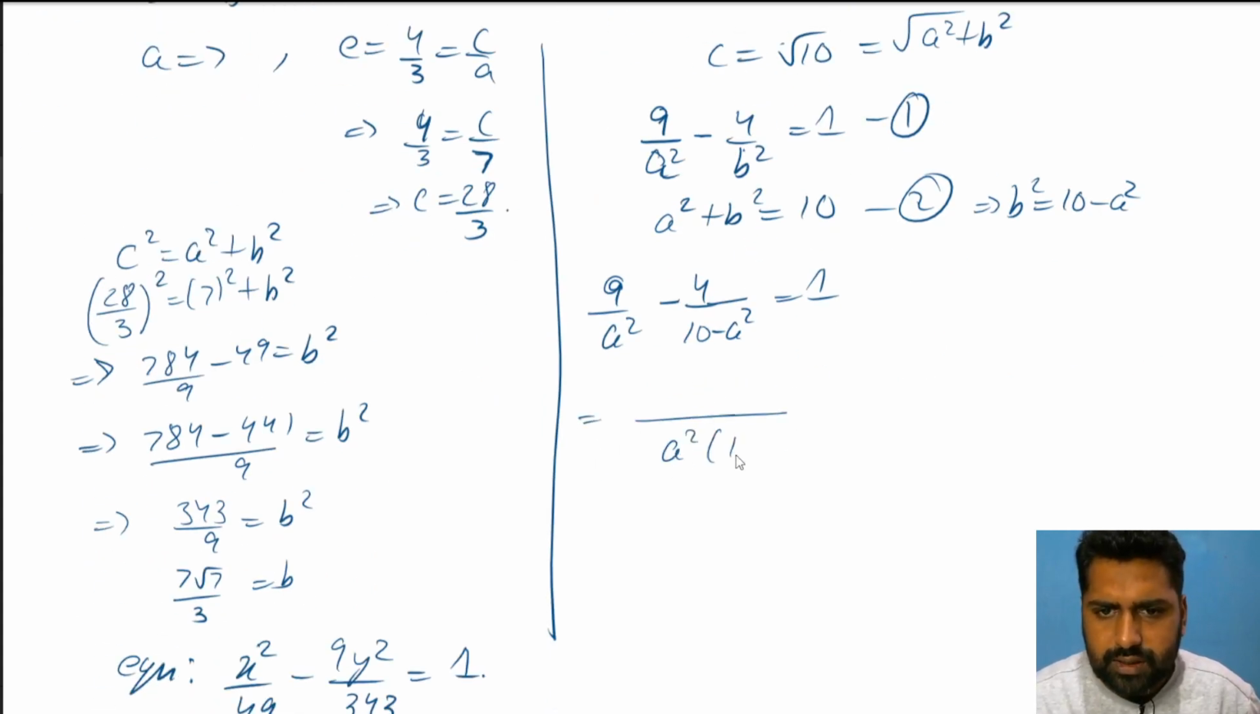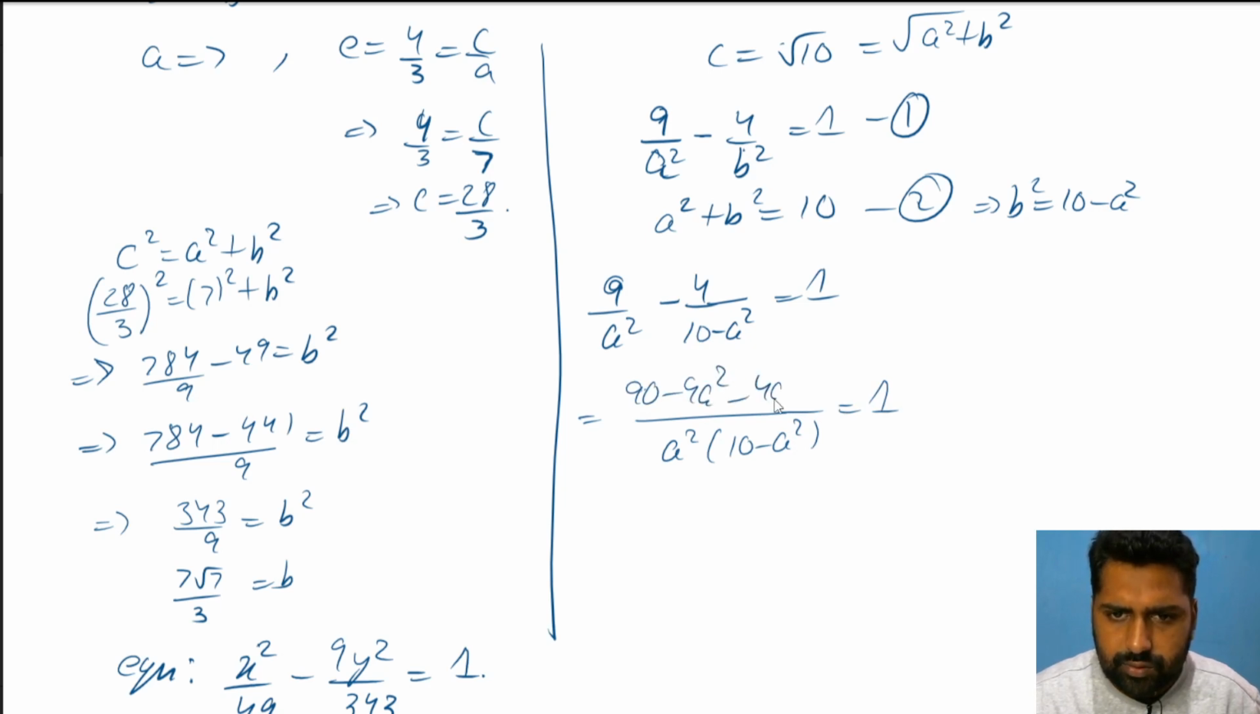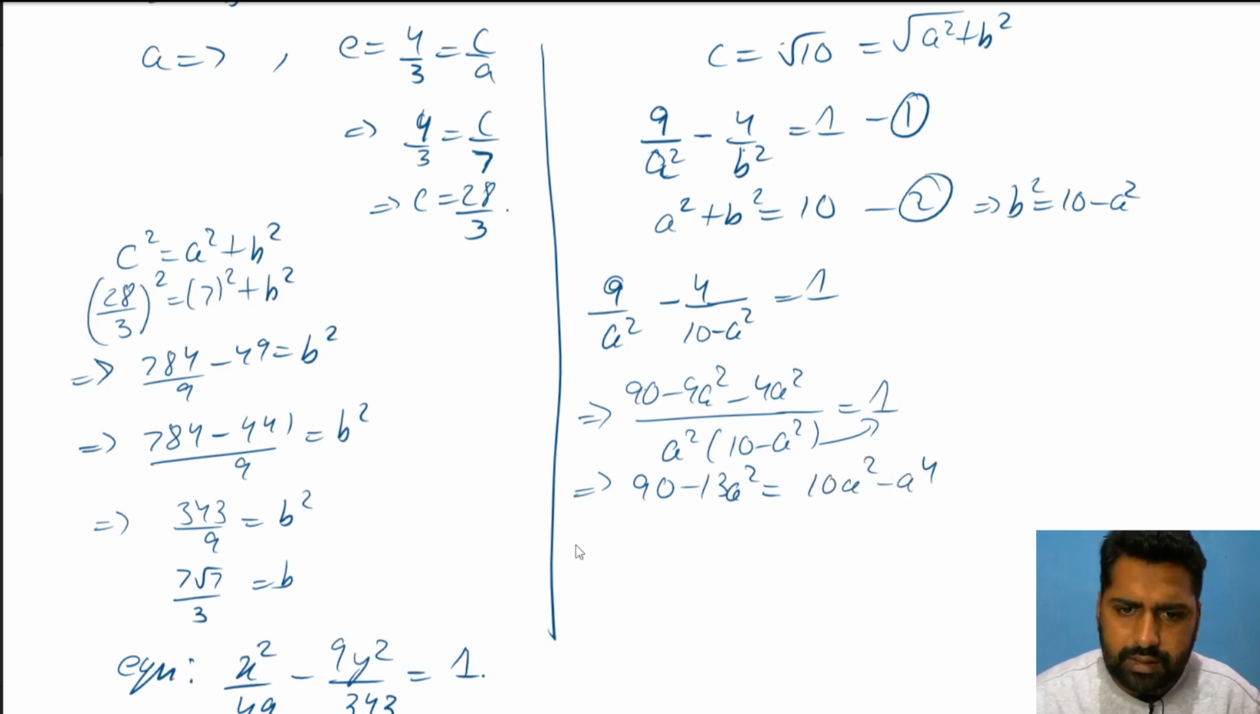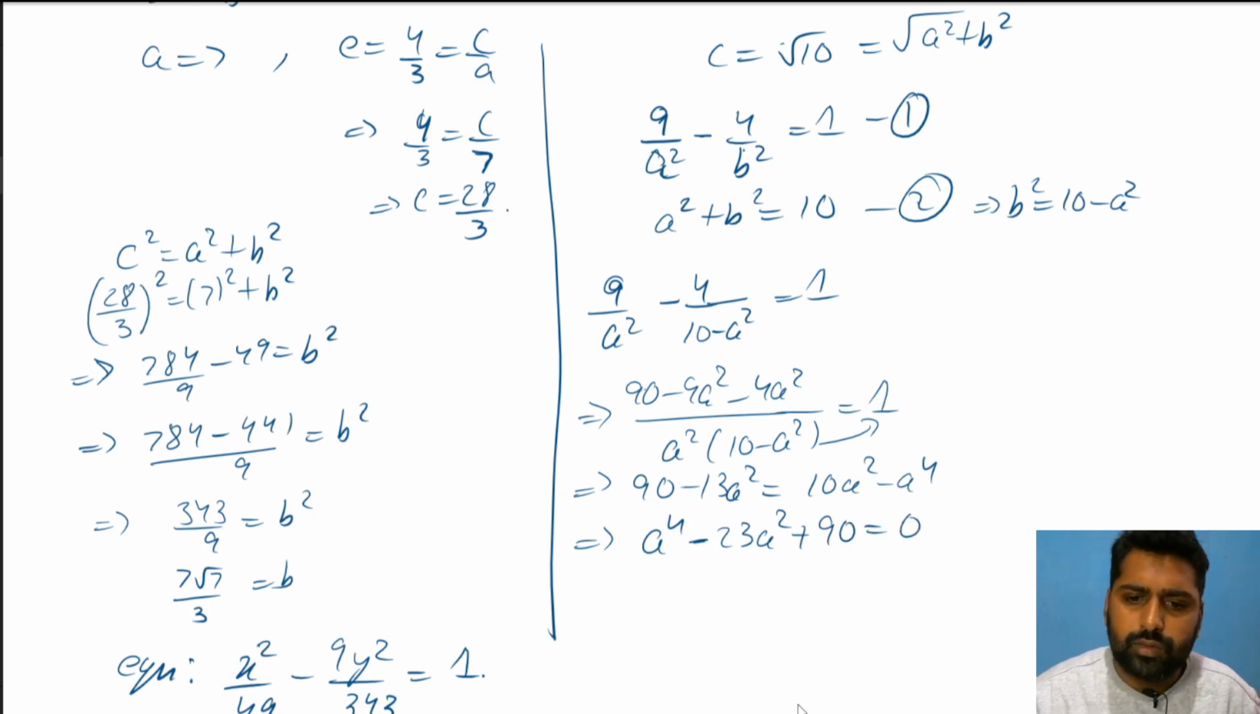So a square into (10 minus a square) is equal to 1. So this multiplied here, 90 minus 9a square minus 4a square. Okay. So 90 minus 13a square is, cross multiply this, 10a square minus a raised to power 4. Get everything on the left. A raised to power 4 minus 23a square plus 90 is equal to 0.